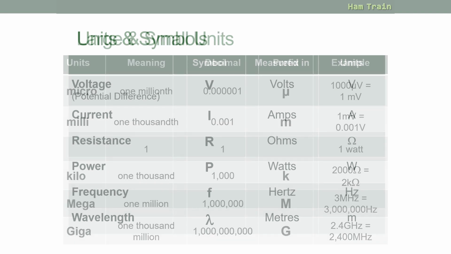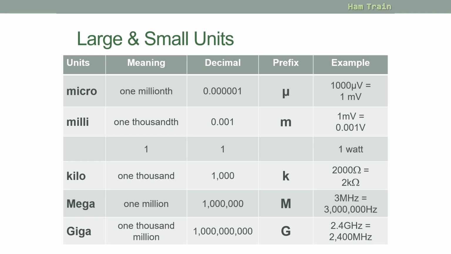Now, large and small units. You're expected to know everything from micro, milli, kilo, mega and giga, and at any point in the exam you could find a reference to something like this. Let's start with the large ones first, because that's a little bit easier. So kilo should be fairly straightforward, 1000, lowercase k.